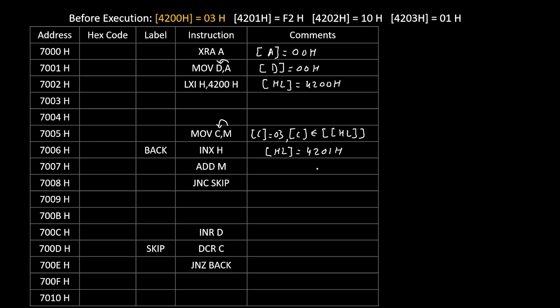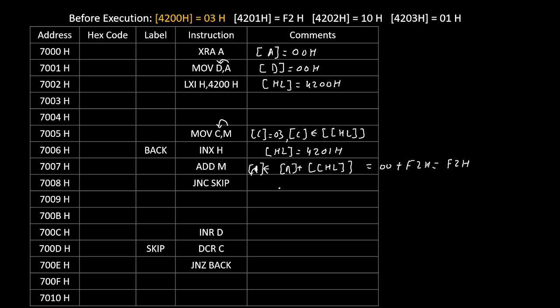Now because of ADD M, what will happen? The content of HL will get added inside the accumulator, and its answer is going to get stored at accumulator. Now let's check what was before execution content of accumulator. So we see that before execution accumulator was 00. So 00 plus the content of HL is now 4201 and its content is F2H. So 00 plus F2 will happen and our answer is going to be F2H only.